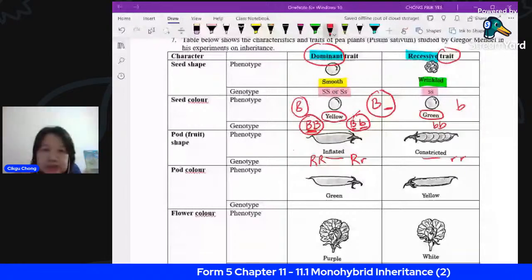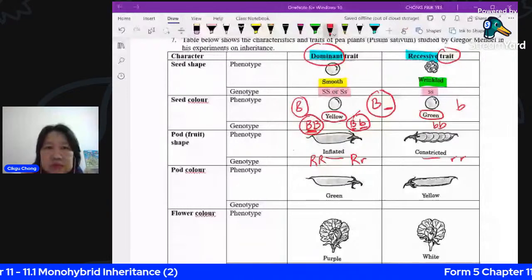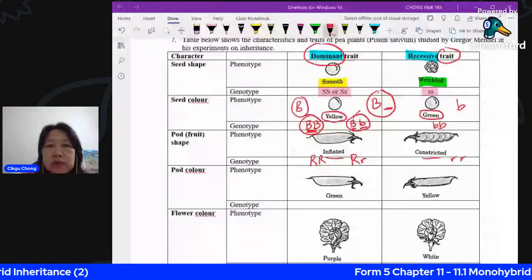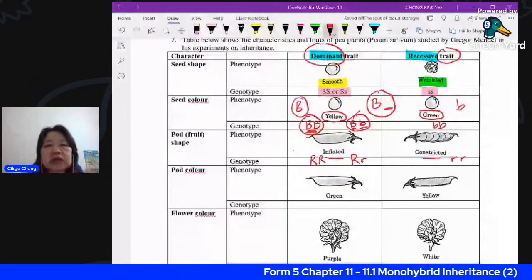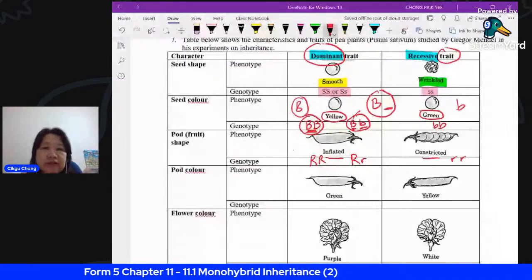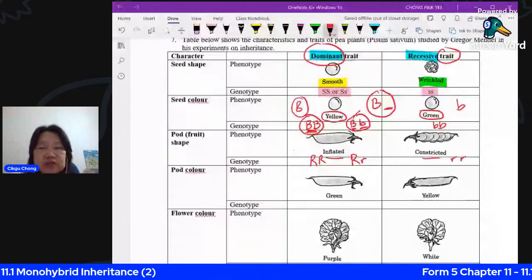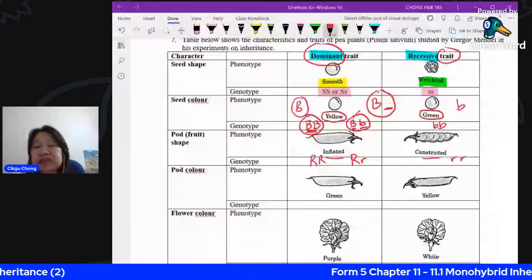This is the parental generation, which means the parents. The parents here are purple and white. You cross them, and you will get what we call F1. F1 is called the first filial generation. That means these are the children, the first generation. Simply said, it's just the first generation. So you're going to get all purple flowers.